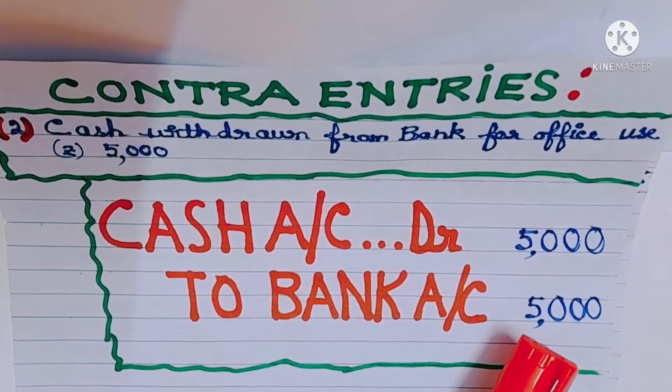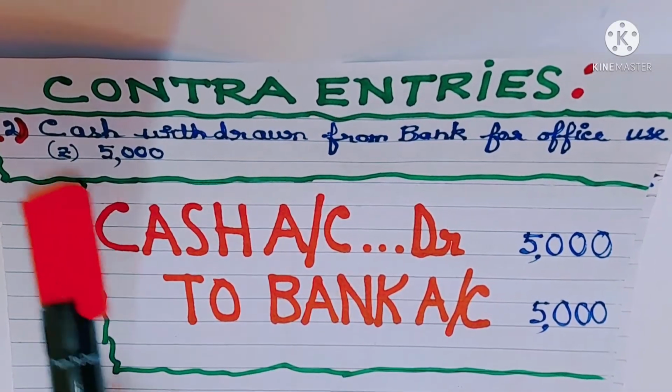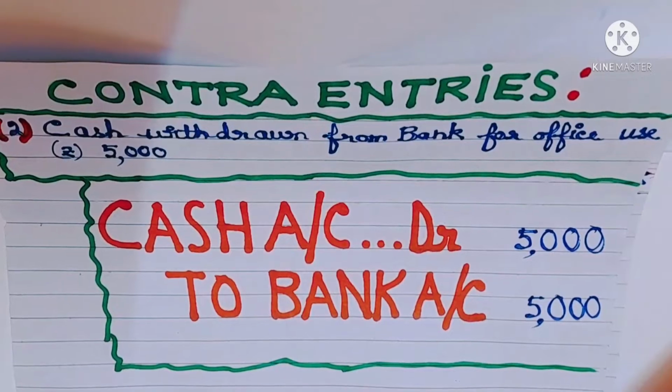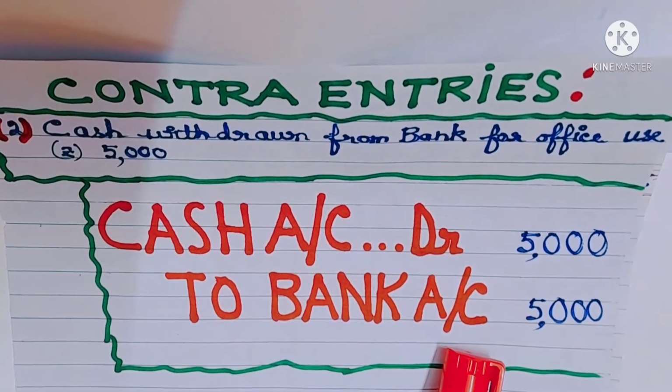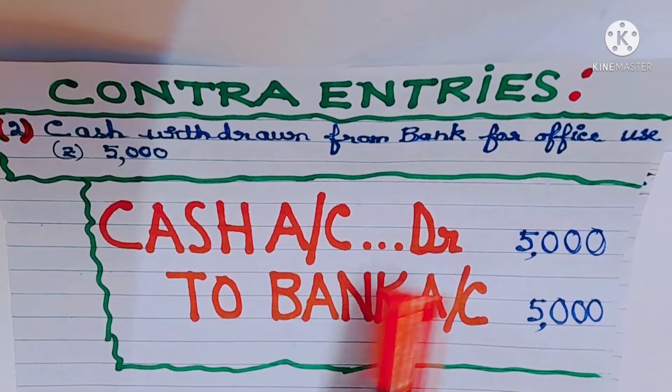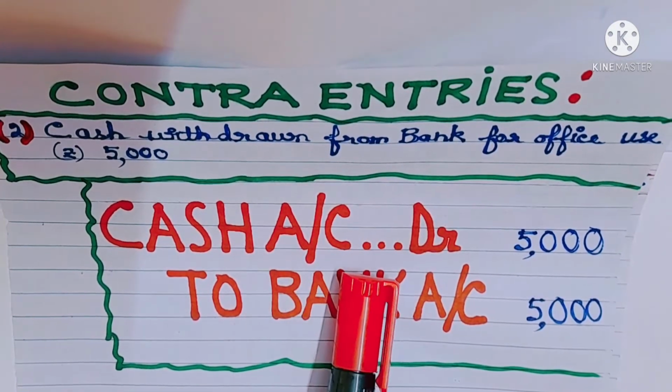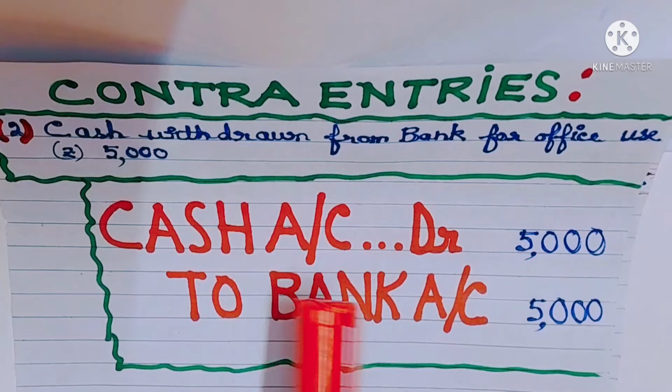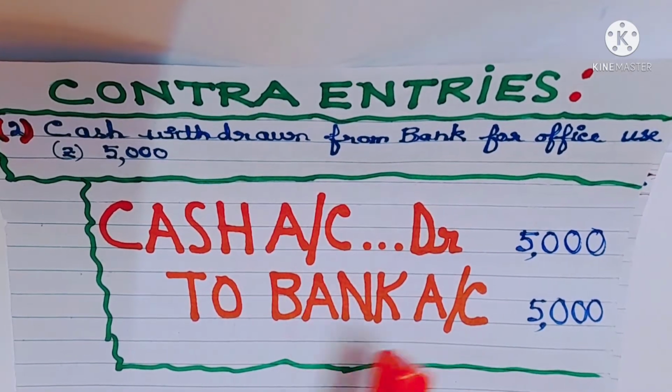Now let's see the next contra entry. The next contra entry is number 2: cash withdrawn from bank for office use, rupees 5,000. So what will be the journal entry? The journal entry will be cash account debit to bank account. See, it affects both the accounts, cash account as well as bank account.